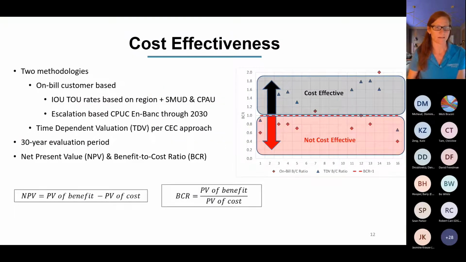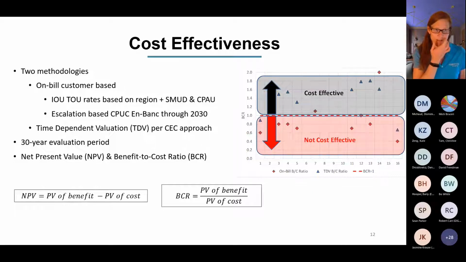Okay, a little bit about costs and measure details and cost effectiveness. So Misty queued us up with the two methodologies that we use in our study. So we have our on-bill approach, which values savings based on utility impacts. And those generally are the investor-owned utility time of use rates. We also have results for Sacramento Municipal Utility District and the City of Palo Alto utilities. And escalation is factored in over the 30-year evaluation period based on CPUC and bonk assumptions through 2030. And then that second approach is time-dependent valuation, TDV, which is the Energy Commission's cost-effectiveness metric for code development.